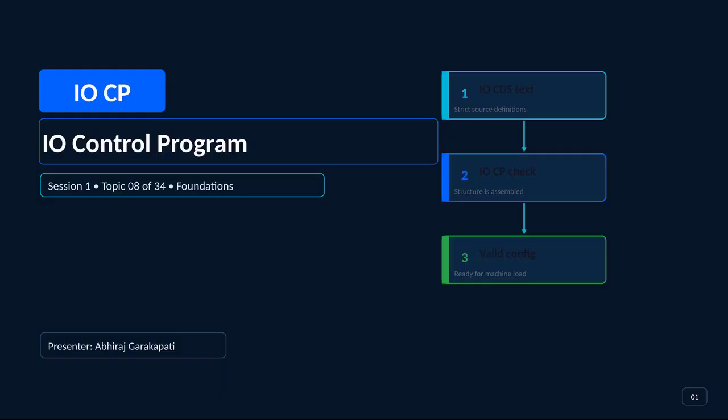IOCP is the checkpoint between a written IOCDS map and the machine using that map. Think of it like a building inspector. A construction plan may look complete, but before workers use it, somebody must check whether the plan follows the required rules. IOCP does that job for the IOCDS. It reads the configuration text, checks the structure, and either accepts it or stops the process with errors. In this topic, we will learn what IOCP can protect us from, and just as importantly, what it cannot protect us from.